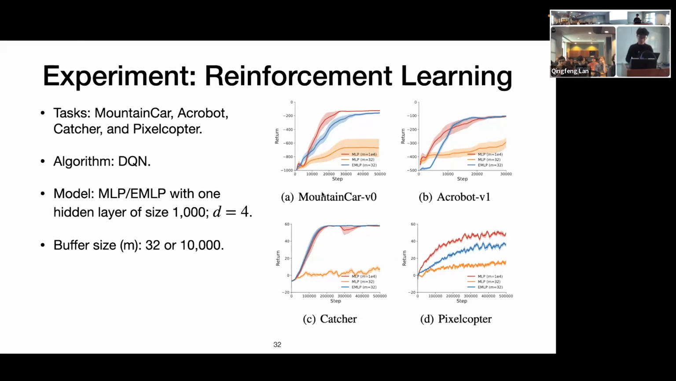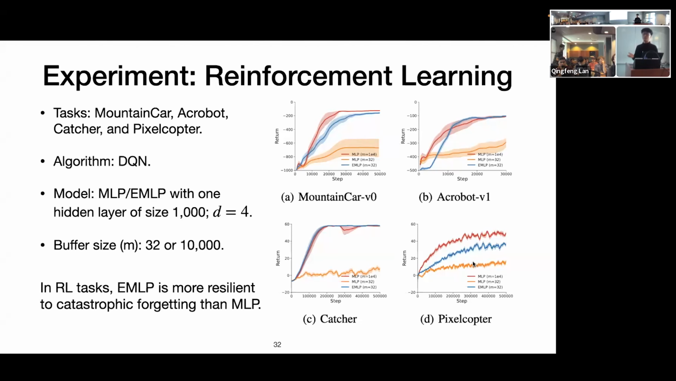And for our method, EMLP, which has a small buffer of 32, it basically achieves similar performance or slightly worse compared to MLP with a large buffer. Except Pixelcopter, but still in Pixelcopter, our method EMLP is significantly better than the MLP with a small buffer. So basically, we can conclude that in IID tasks, EMLP is more resilient to catastrophic forgetting than MLP.